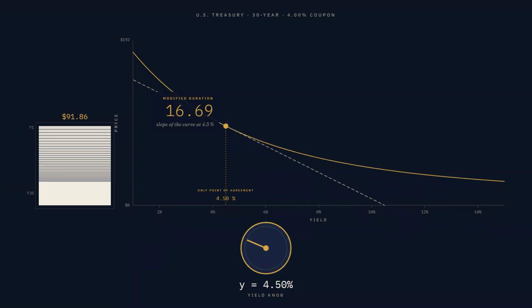To the right of where we started, meaning rates went up, the actual price in solid gold sits above the dashed line every time, which is to say, the bond didn't lose as much as duration alone would have predicted. To the left, where rates went down, the curve again sits above the line, but this time it means the bond gained more than duration predicted.